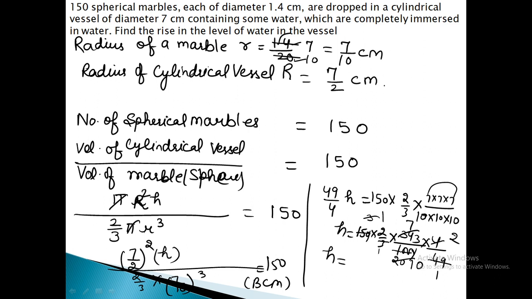You can see 7. 49 7s are 343. Now you can get the answer: 7 2s are 14, 14 2s are 28 over 10. H is equal to 2.8 centimeter. That's the answer of the rise in the level of water in the vessel.